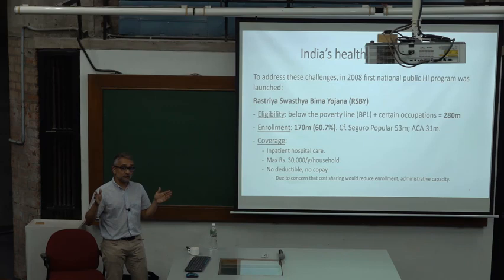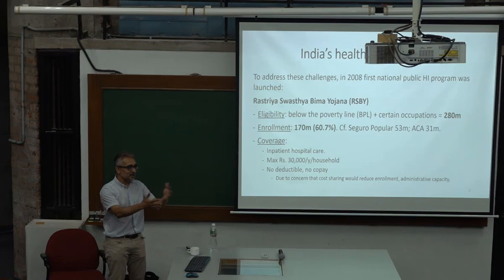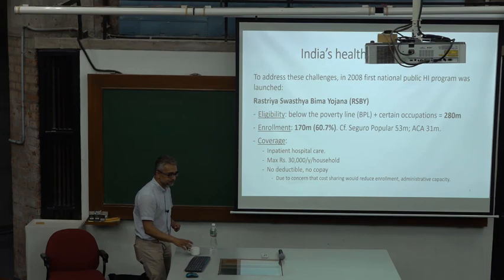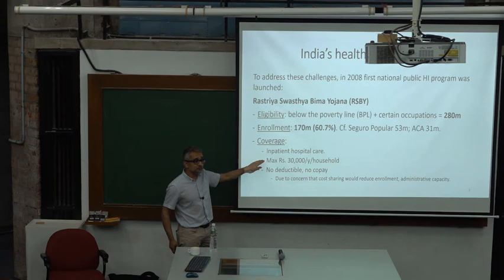Now, if you were going to solve this going forward, you have to address each layer. I think we've made some progress under PMJ. I think we've learned a lot about RSBY from RSBY, but we haven't solved all four layers or peeled all four layers of this thing. Okay. So moving forward, inpatient hospital care, 30,000 rupees per year per household, there's no deductible and no copay.